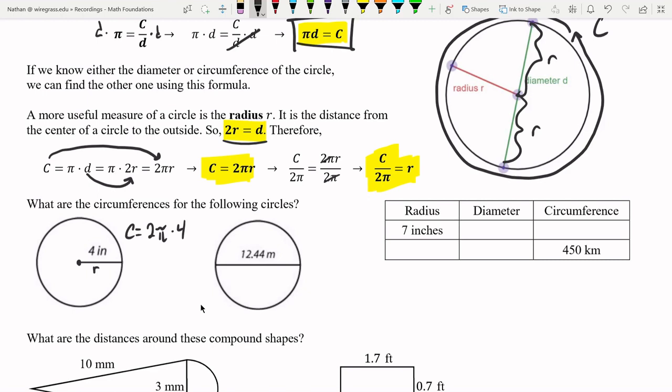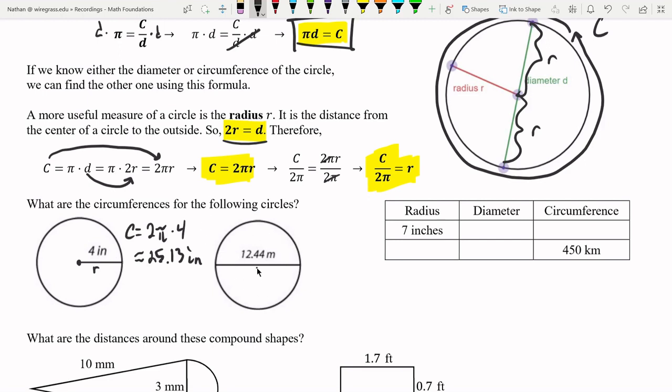Pi is known very accurately. So always use that pi symbol and then round when you get to the end. So this is going to be 2 times pi times 4. That's going to give me approximately, I'm going to round to 2 places, 25.13, and this is in inches. The radius is in inches, so the circumference is going to be in inches.